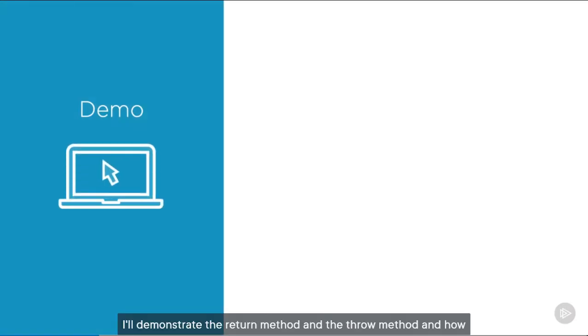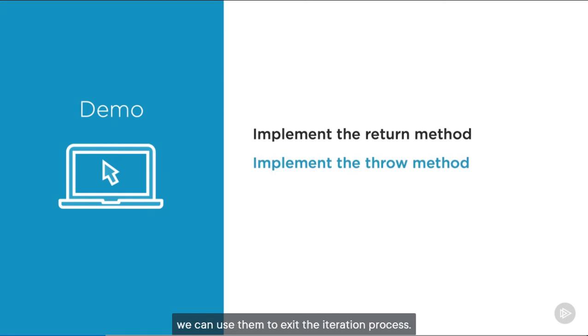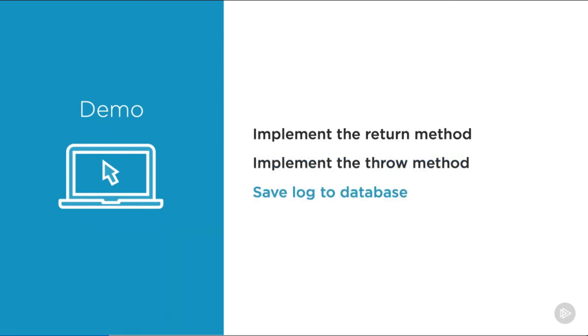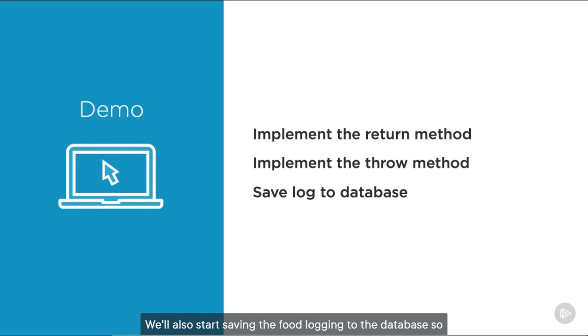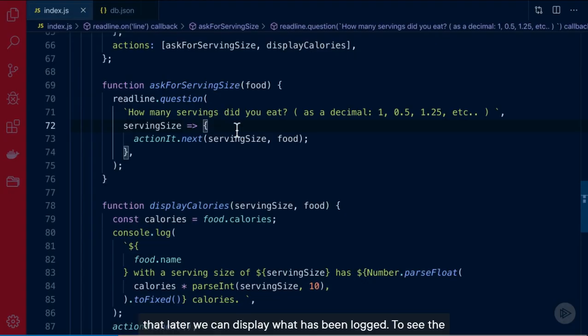In this clip, I'll demonstrate the return method and the throw method, and how we can use them to exit the iteration process. We'll also start saving the food logging to the database, so that later we can display what has been logged.